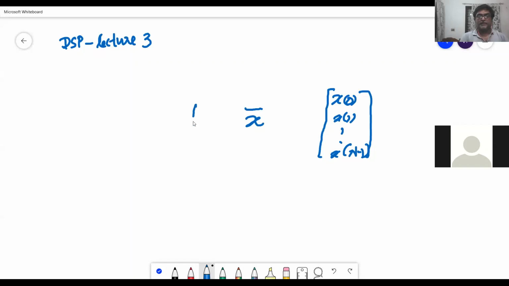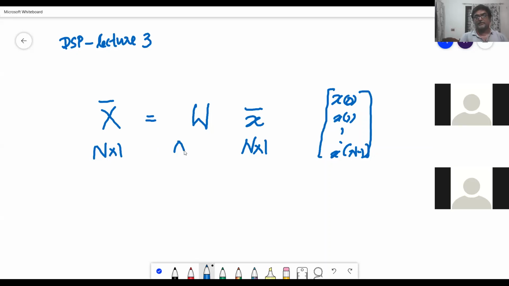Now x bar is multiplied by a matrix W. This is the matrix of the complex exponentials Wn raised to nk. So this will give you the output vector, capital X bar is equal to W into x bar. So this is an n dimensional vector, which I represent as an n by 1 vector. And this is an n by n square matrix that relates the input vector to the output spectrum, right?